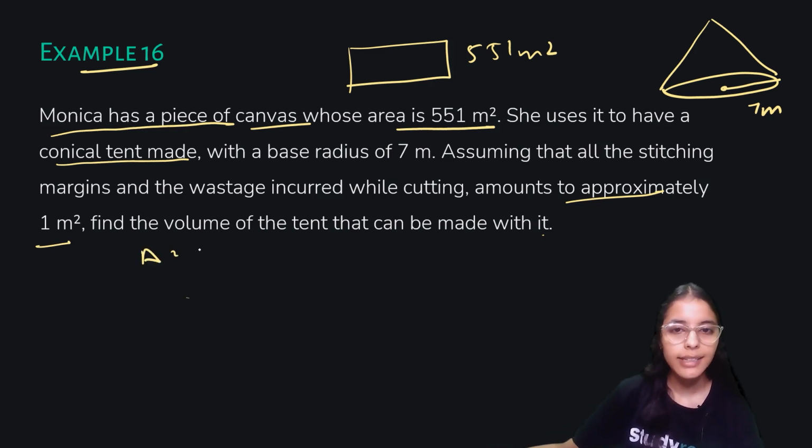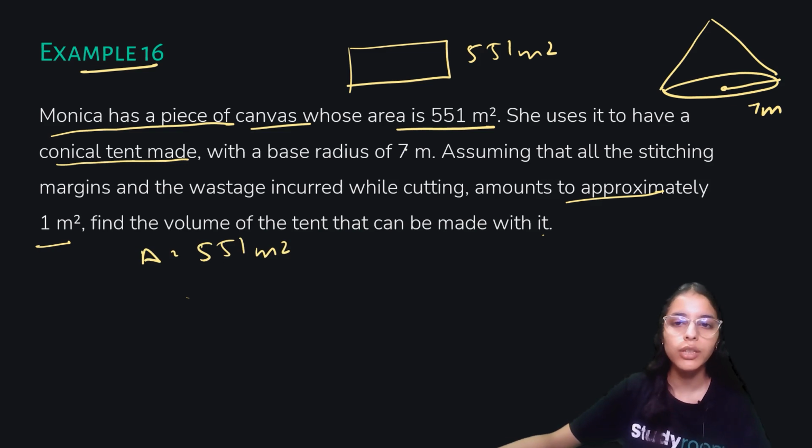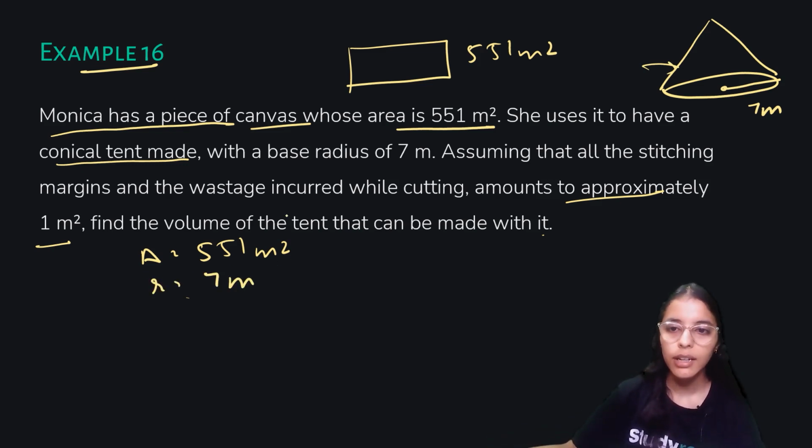So, our area is given as 551 meters square, and this is the area of the canvas which we use to make a tent. We have our tent to be of radius 7 meter, and we'll assume that all the stitches and margin, all the wastage that occurred while making the tent, accounts to 1 meter square. So our wastage is equal to 1 meter square.